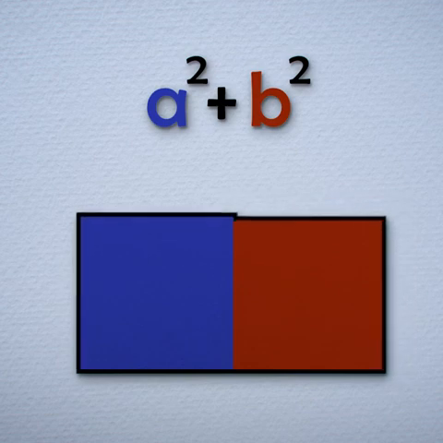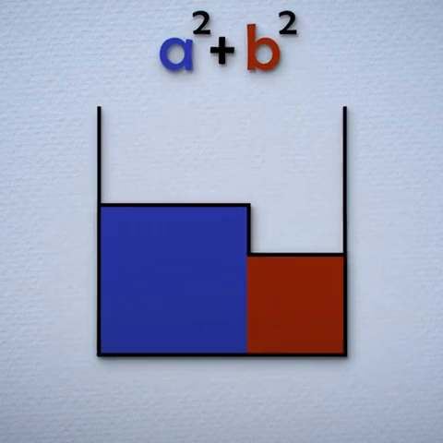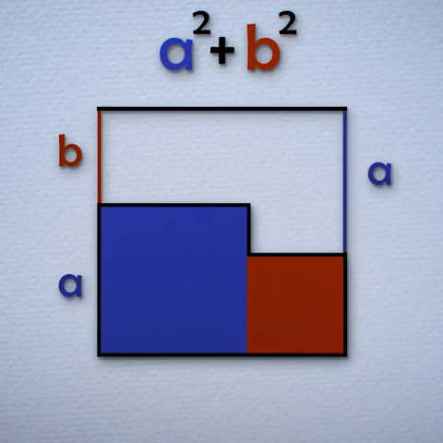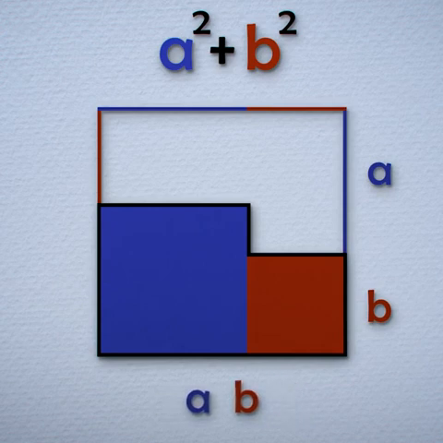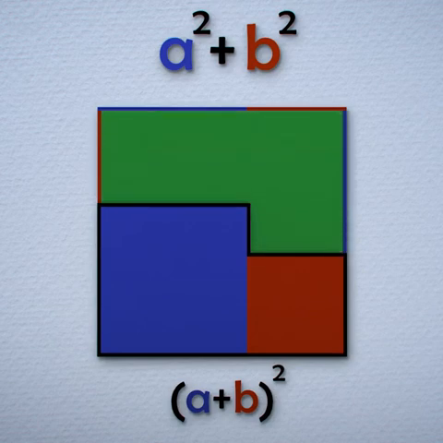We can make the situation easier by extending out our shape into one bigger square. To extend the shape into a square, we had to add a length of b onto a and a length of a onto b. The area of this extended square is a plus b times a plus b, or a plus b squared. The original area we're looking for is a plus b squared minus the area we added on.